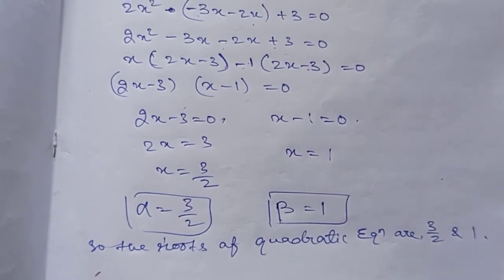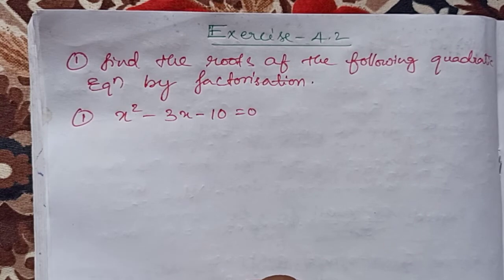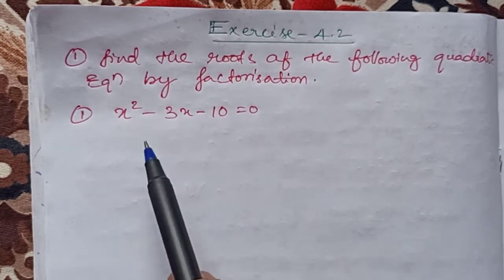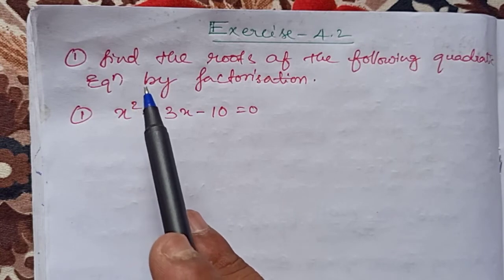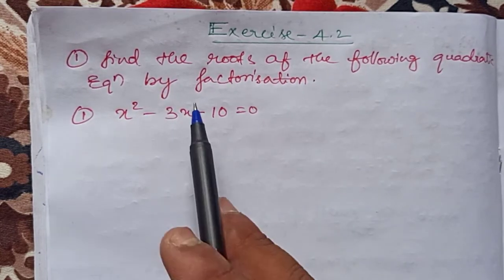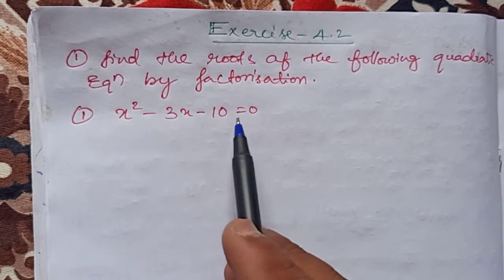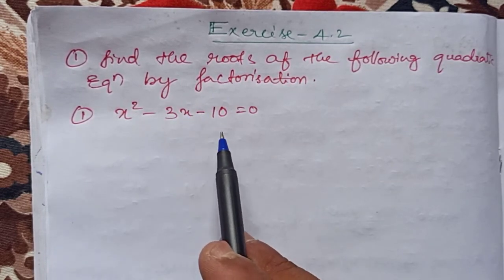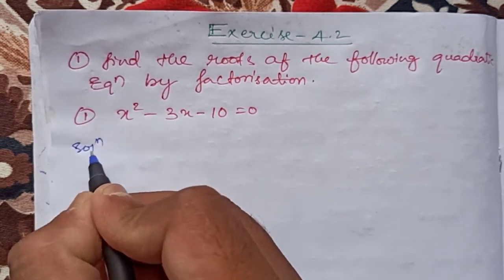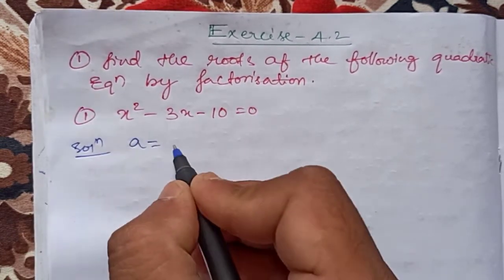Okay, next bit. After learning all the basic things about factorization, now we'll start exercise 4.2. In the first question of the exercise, it is given: find the roots of the following quadratic equation by factorization. Like the previous example, we have to factorize and find the roots. First of all, we will write the values of a, b, c.